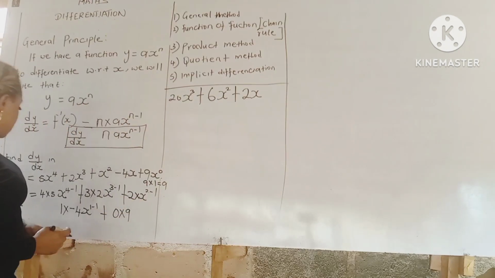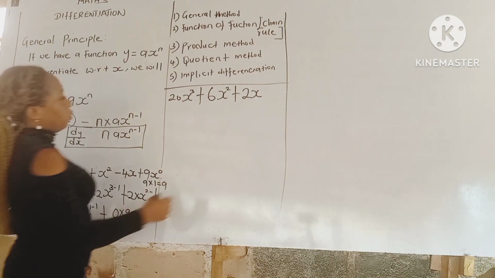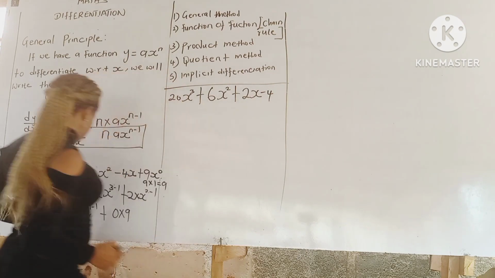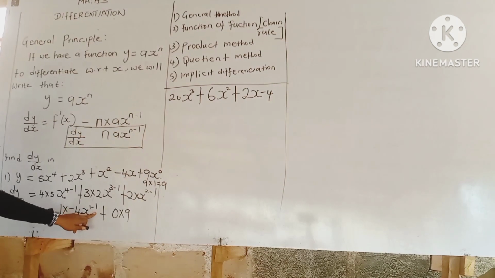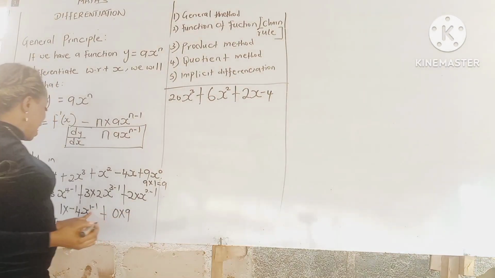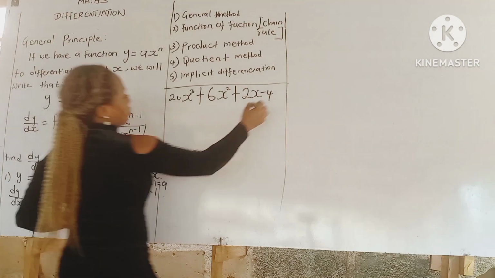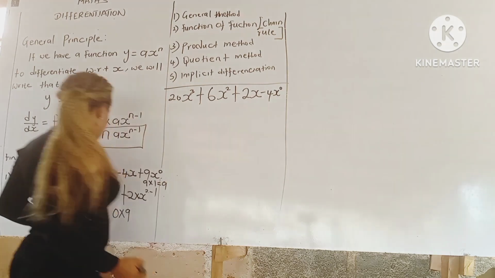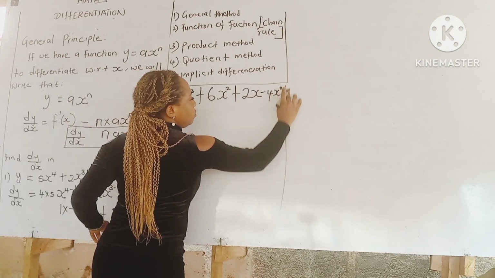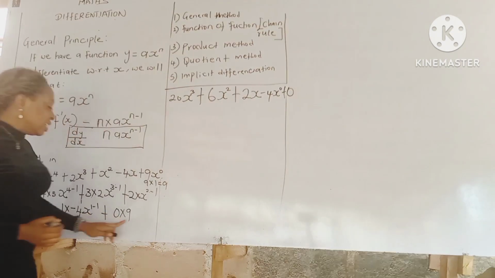So there's no need putting it. So 1 times minus 4 will give you minus 4x. 1 minus 1 is 0. And x raised to the power 0 is 1. When you are, okay, let me put it: x raised to the power 0, plus 0, because 0 times 9 is 0.